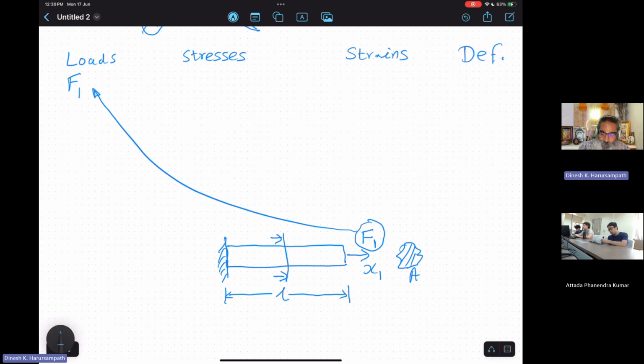Now, what do you think would be the major stress coming out of this force F1? Because remember, there are many stress measure numbers, sigma 1 1, 2 2, 1 2, etc. So which sigma would you expect here?